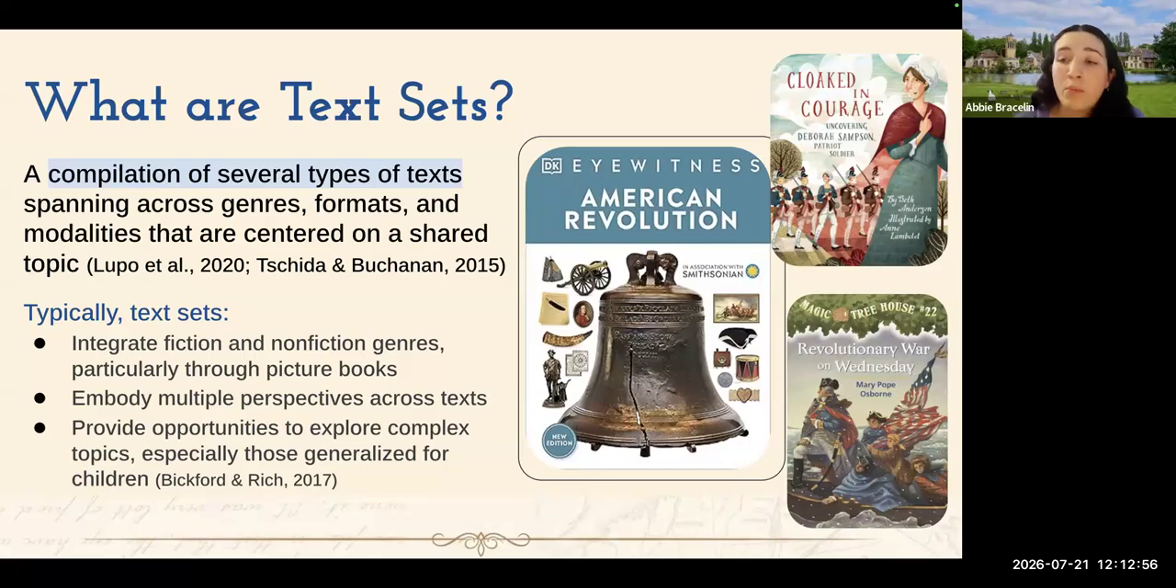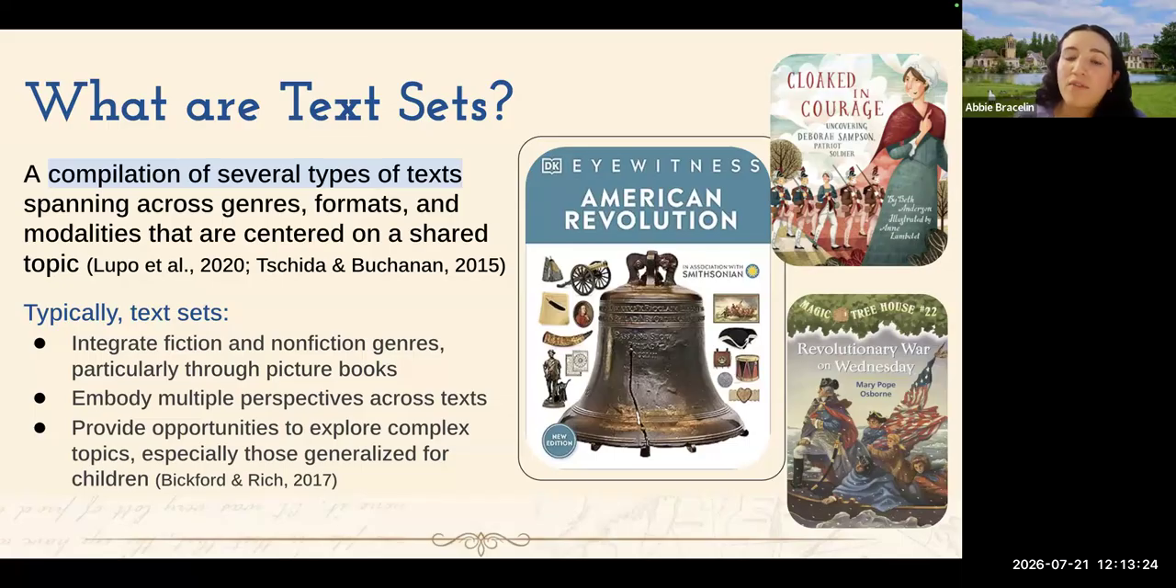They usually integrate both fiction and nonfiction to help balance between those two different genres, and they embody different perspectives. So, for example, I have a text set here. Let's say I'm teaching third grade, and I want my students to learn about the American Revolution. I would have my Eyewitness book serving as a bunch of different primary sources. I've got photographs, artifacts, a lot of opportunities to pull from.